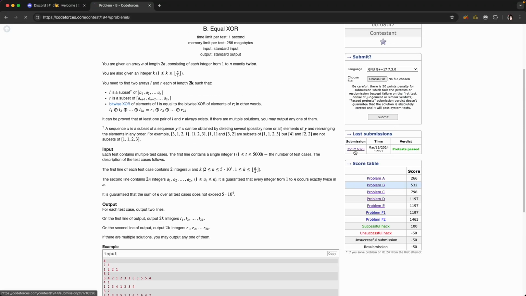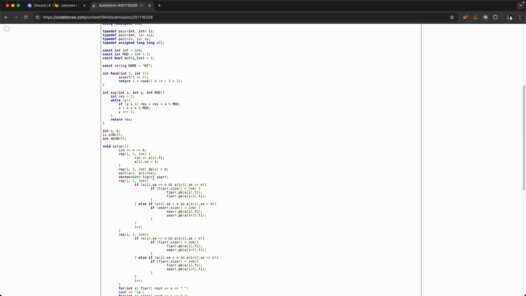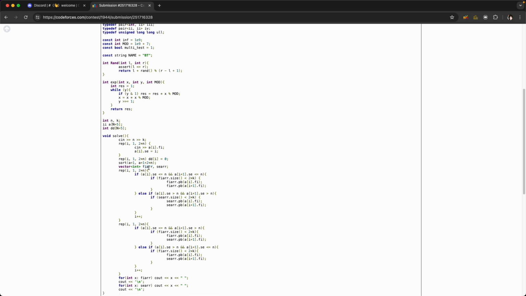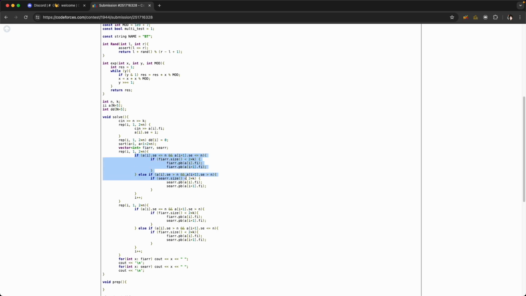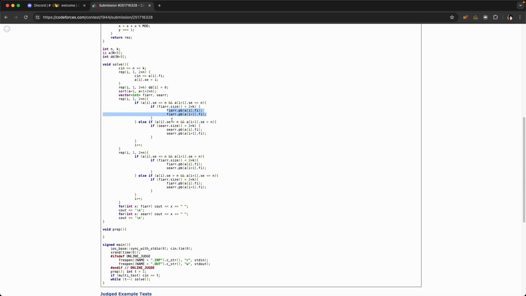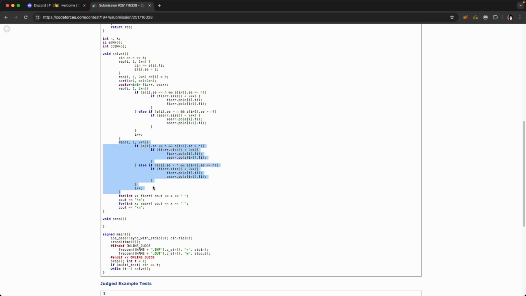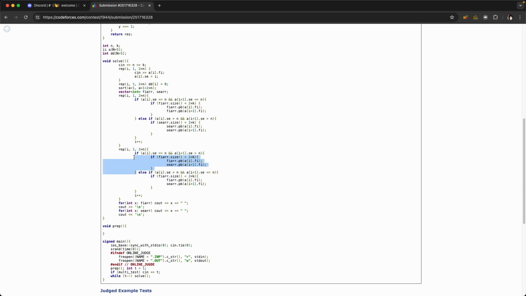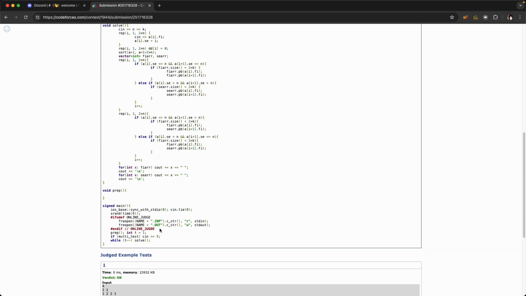So this is my code. I sort it and I use two vectors that define the first array and the second array. If they are on the same side but the first array size is smaller than 2k, I push two elements into the first array. If they're on the same side but on the right, I check with the second array and push two of them to the second array. And I run it again to check those on opposite sides, so I add them one by one, and I print out the array.